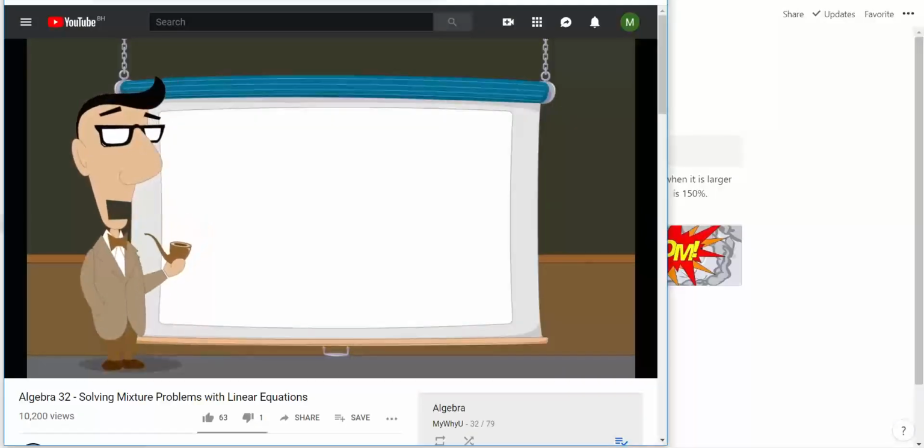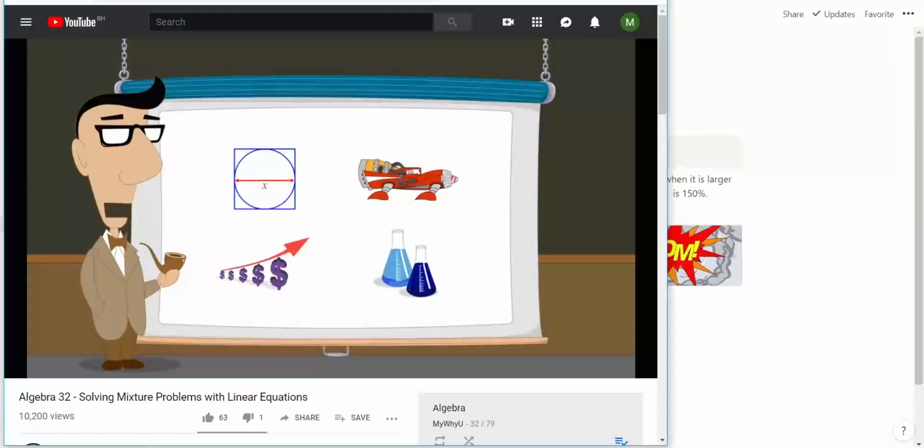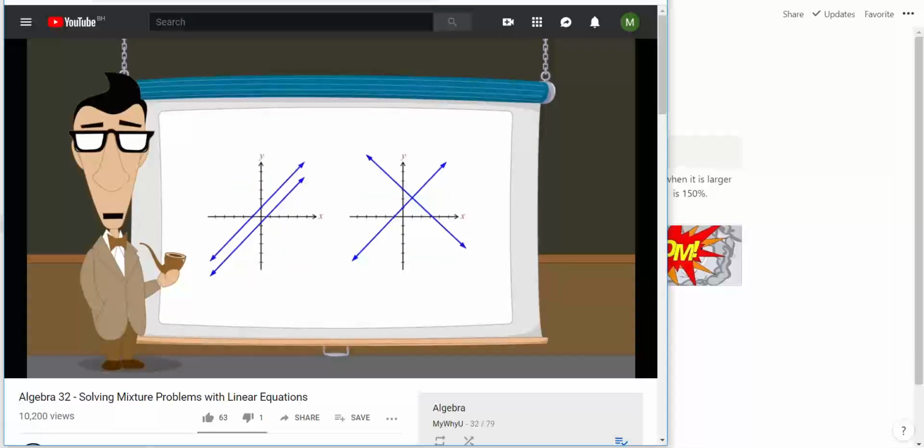In the last several lectures, we have seen how to create linear equations to solve various types of real-world problems. In the next few lectures, we will explore algebraic methods which we can use to create parallel and perpendicular lines.